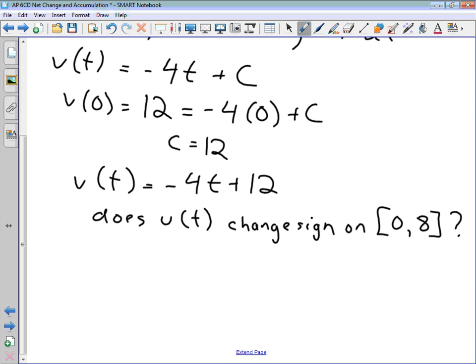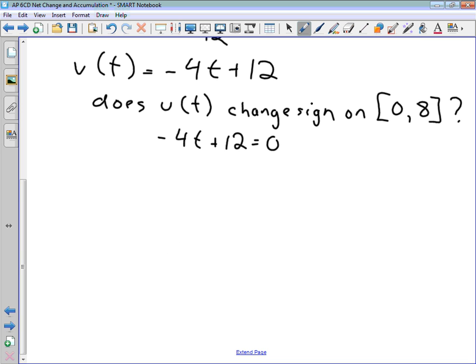Well, let's just set this equal to 0 and solve. 4t equals 12, t equals 3. So at t equals 3, this thing changes from positive to negative, or from negative to positive. Now, which one is it? Positive to negative? At t equals 3. That would make sense. Hold on.